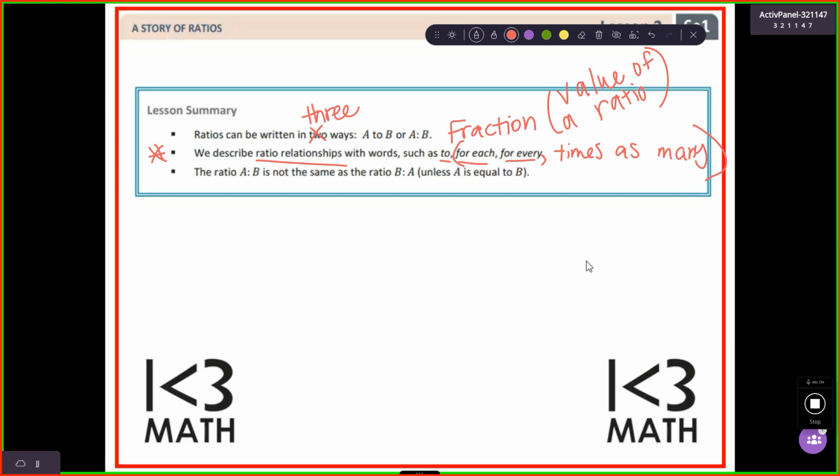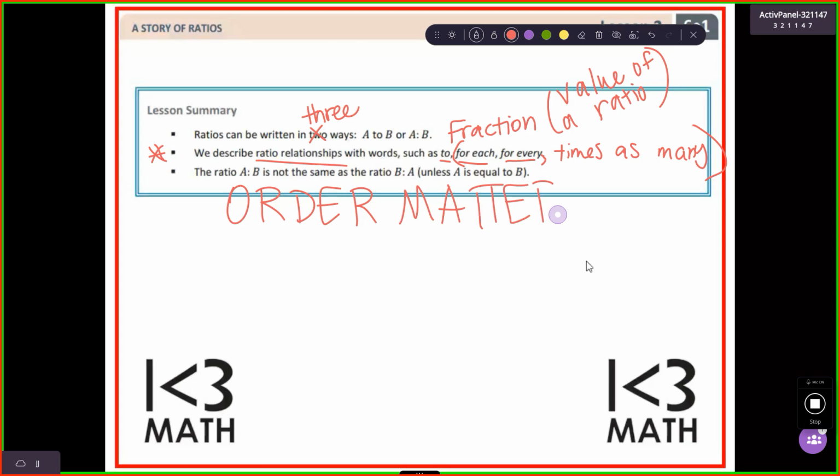And then the last thing, the ratio A to B is not the same as B to A because order matters. And if you do not put it in the correct order, even though they're still part to part, it will be wrong.